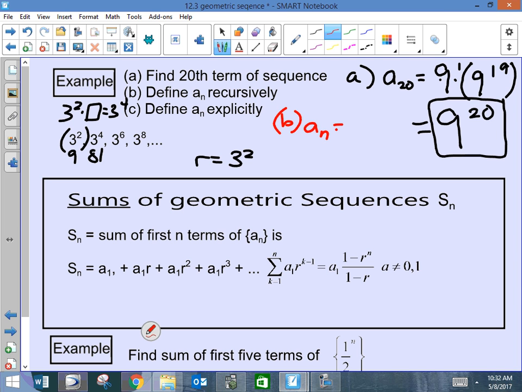A_n equals a_1, 3 squared times 1, which is 3 squared, times, or to the n, just generically. Oh, then minus 1. Or n minus 1. Okay.